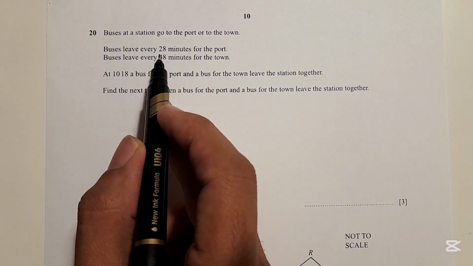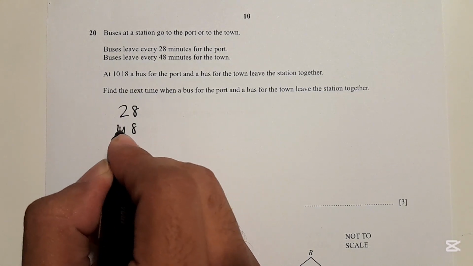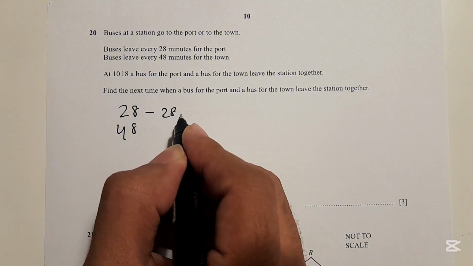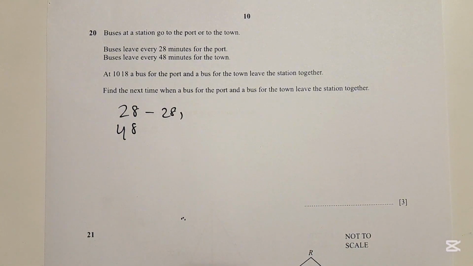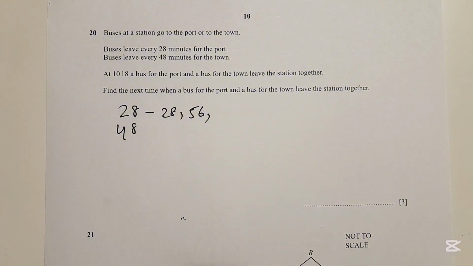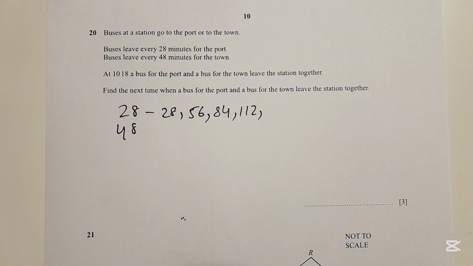So what we will do is we will use 28 and 14, and we will use the multiples. So 28 is 28, then it is 56, then it is 84, then is 112, and last is 140.